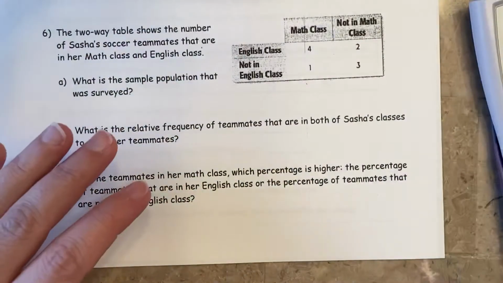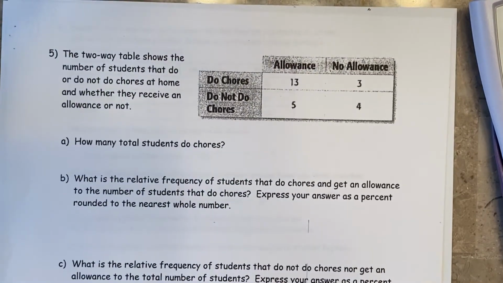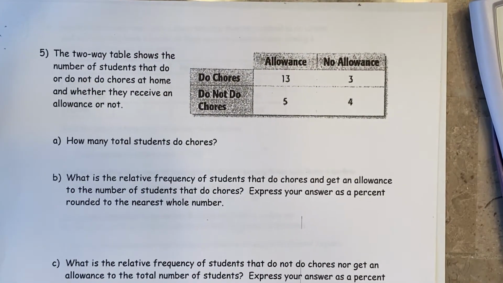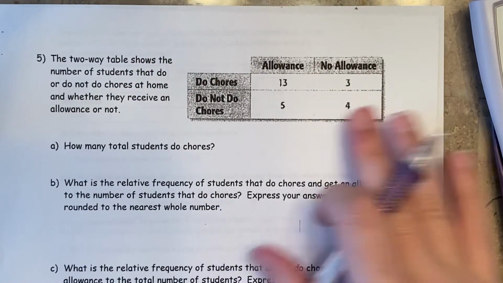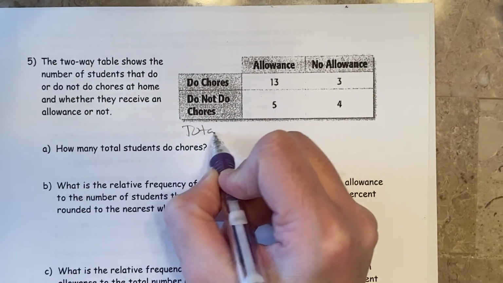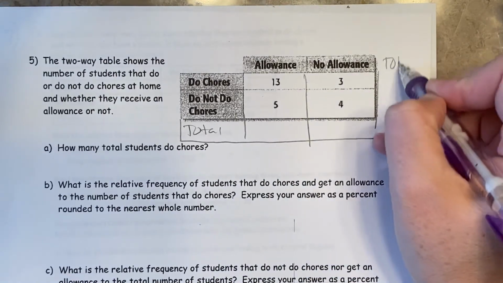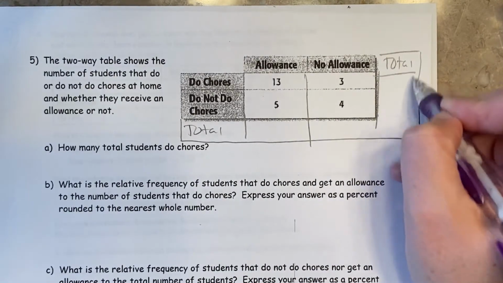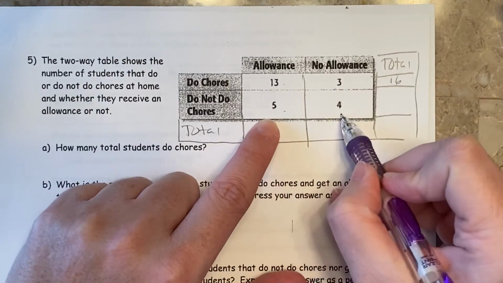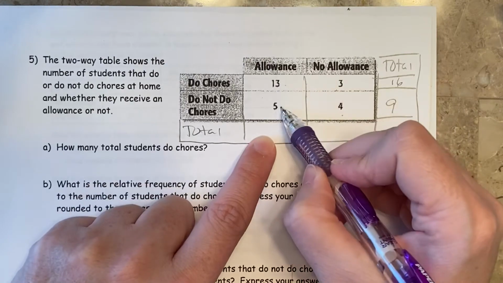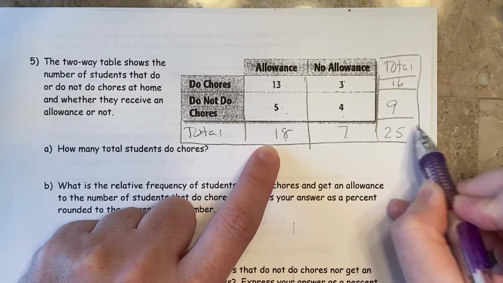All right, next page. The two-way table shows the number of students that do or do not do chores at home and whether they receive an allowance or not. So we look here, what's missing? Very good. So the first thing we have to do is we have to do our totals. You always have to have the total or the two-way table is not complete and you can't answer any questions. Okay, so 13 plus 3 is 16, 5 plus 4 is 9, 13 plus 5 is 18, 4 plus 3 is 7, and 18 plus 7 is 25.